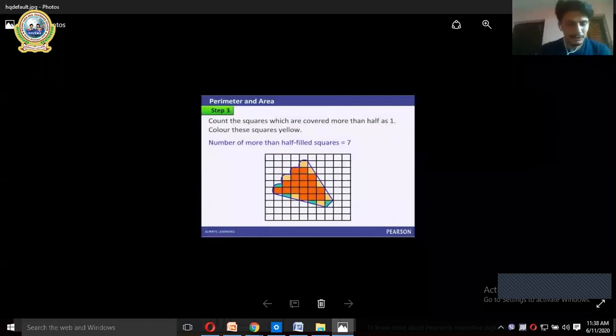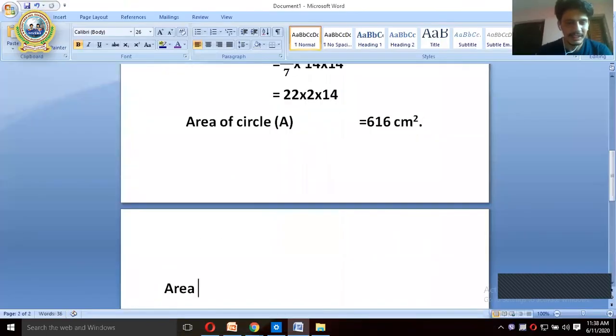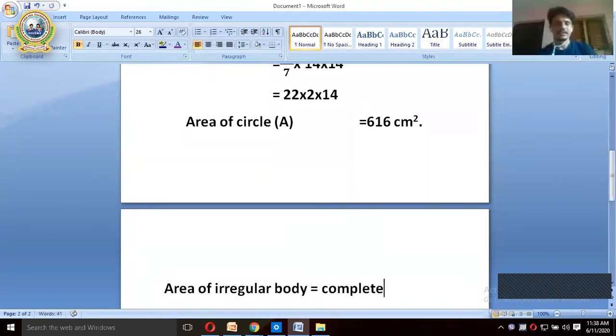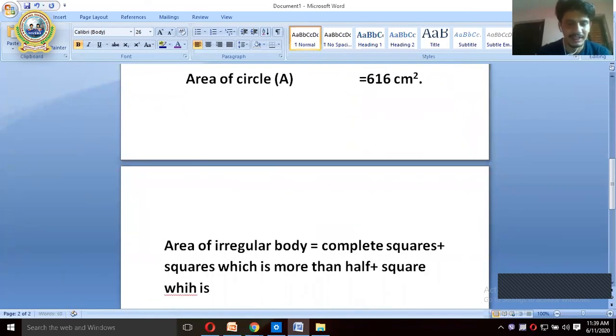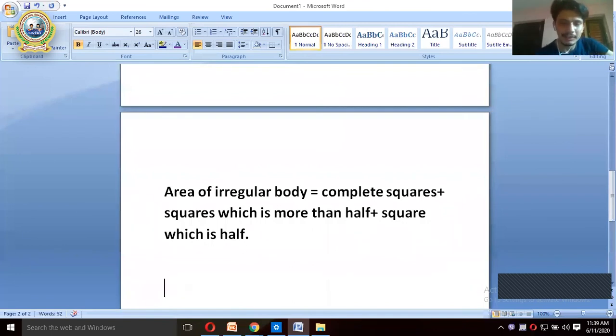Area of irregular body equals complete squares plus squares which are more than half, plus squares which are half, and you should multiply the half squares by 0.5. So this is the formula. Area of irregular body equals complete squares plus more than half squares plus half squares into 0.5. If you do this, you will calculate the area of the irregular body.